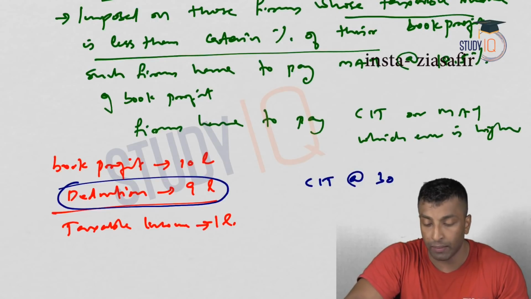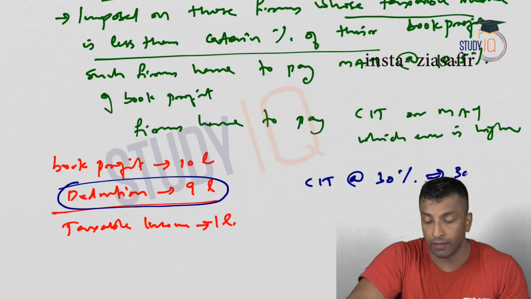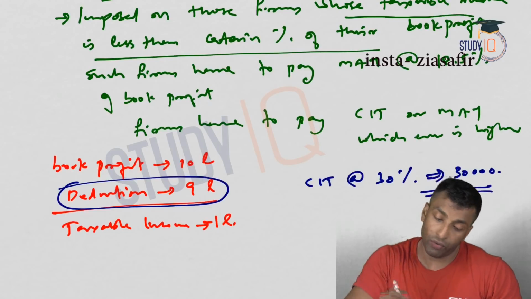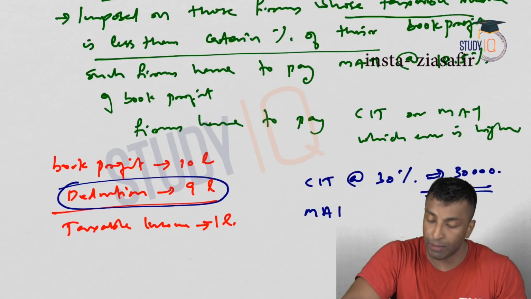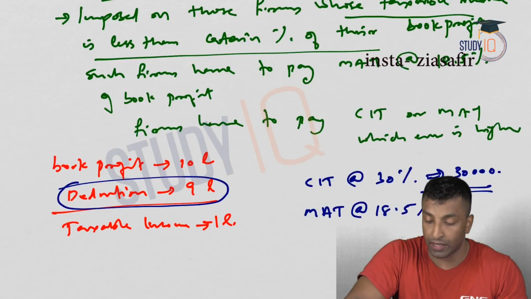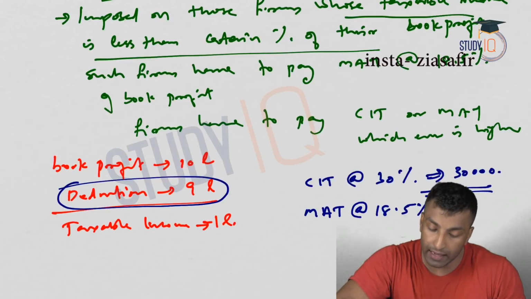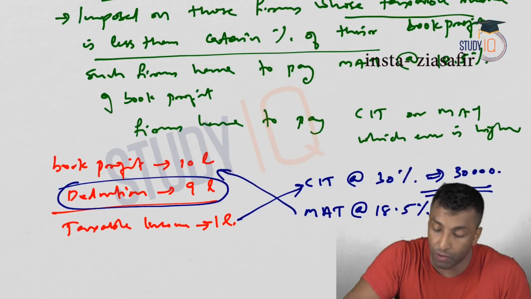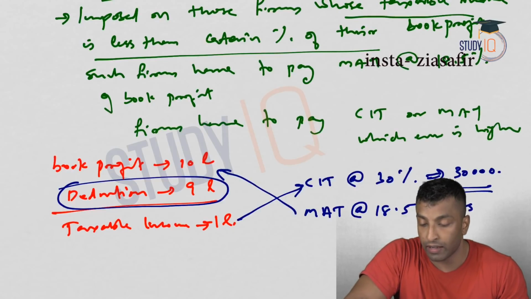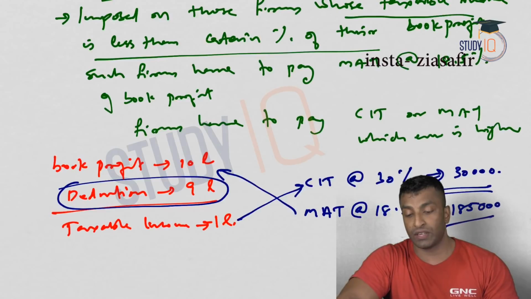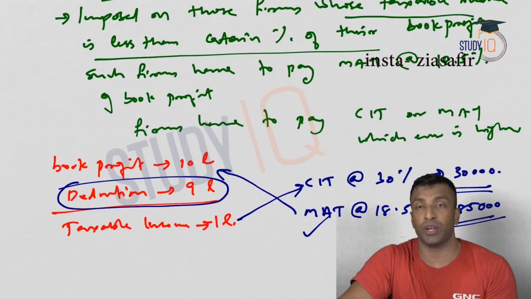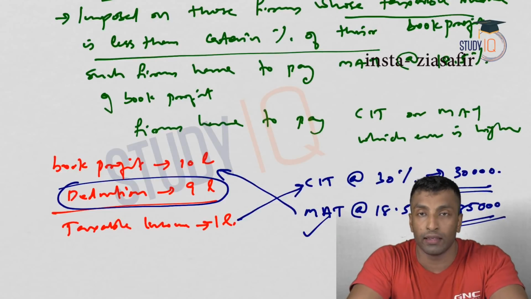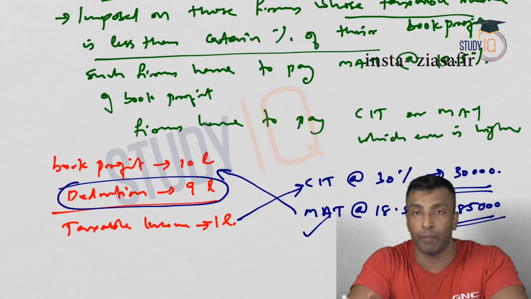CIT at 30% will be, I have to pay 30,000. Okay, so in this case, now if you calculate MAT at 18.5% of book profit, CIT is 30% of taxable income, MAT 18.5% of book profit, that is going to be 1,85,000. So whichever is higher, MAT is higher here, so you need to pay MAT. So the government will say, okay, in this case you don't want to pay CIT, instead you pay MAT.